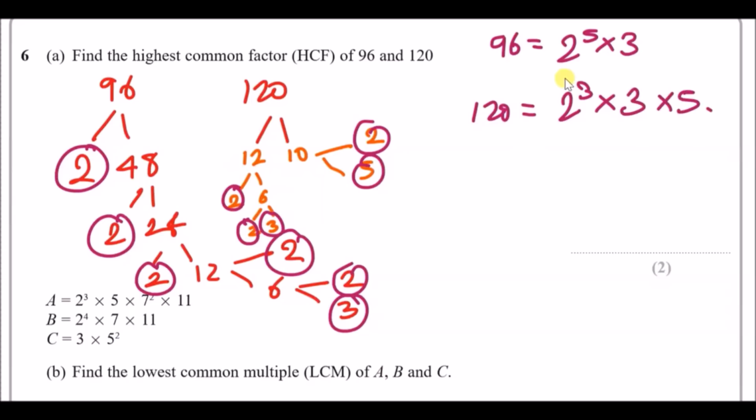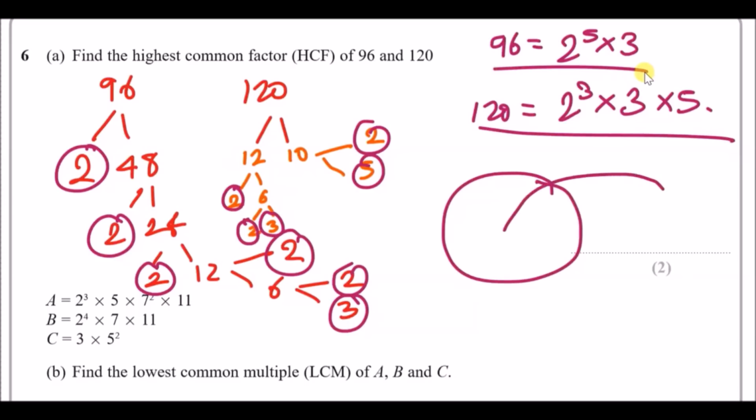Now, when you've got all of this down, you can just draw 2 Venn diagrams, so 2 circles. Label one of the circles 96 and the other one 120. Now, the highest common factor will be what they have in common. So we can look at all these numbers. We can see that 96 has 2 to the power 5 and 3, and 120 has 2 to the power 3, and so on. They both have 2's up to 3 powers.